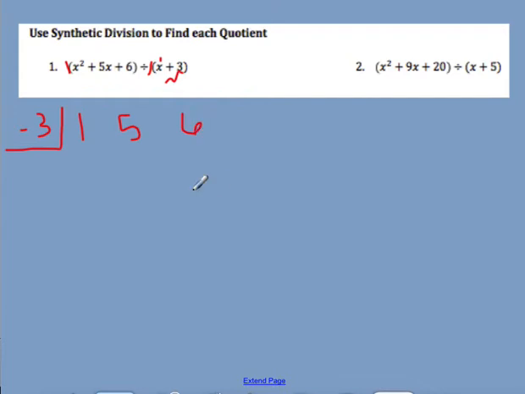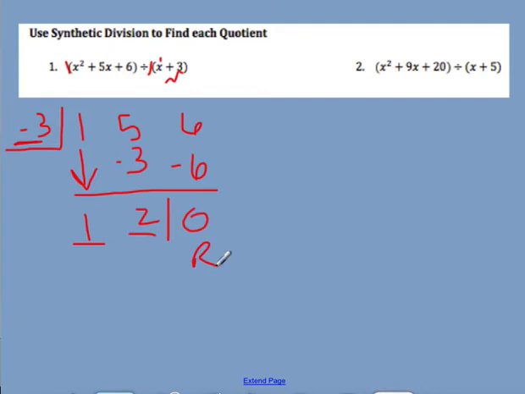So here's how synthetic division works. First thing you're going to do is just drop the 1 down here. So I dropped the 1 down there. Then I'm going to take 1 times what's in the box, which is negative 3. So 1 times negative 3, which is negative 3. And then add down the columns. 5 minus 3 is 2. 2 times negative 3 is going to give me negative 6, and then I add down the columns and I get 0.